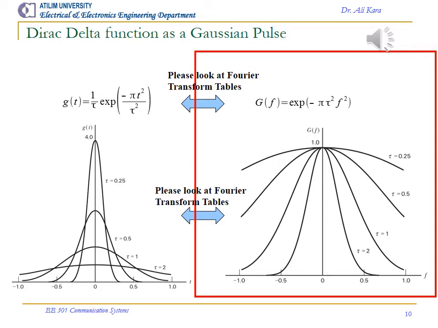Therefore, applying the linearity and time-scaling properties of the Fourier transform to the corresponding transform pair, we find that the Fourier transform of the Gaussian pulse g of t is also Gaussian, as shown by capital G of f, which is exponential minus pi tau square f square. It is clear from the graph and analytical formula that, as tau goes to 0, the capital G of f curve gets flat and tends to be constant at G of f equals 1.